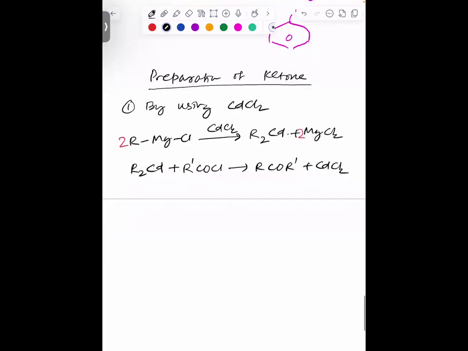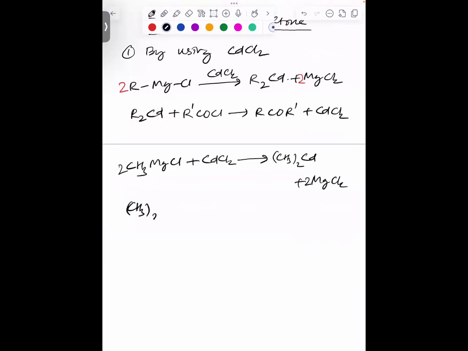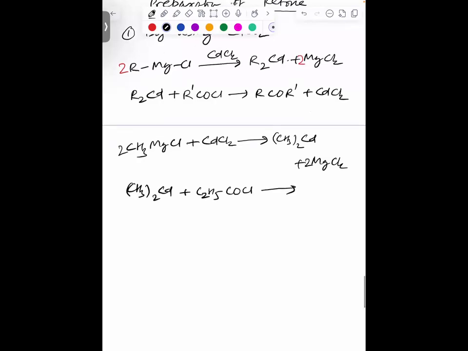Write down, in place of R suppose we are taking CH3 MgCl plus CdCl2, so that gives (CH3)2Cd plus MgCl2, then balance it. If we want to prepare an unsymmetrical ketone, then we can take a different alkyl group, and that will give the ketone plus CdCl2. So quickly note down. Make it fast.